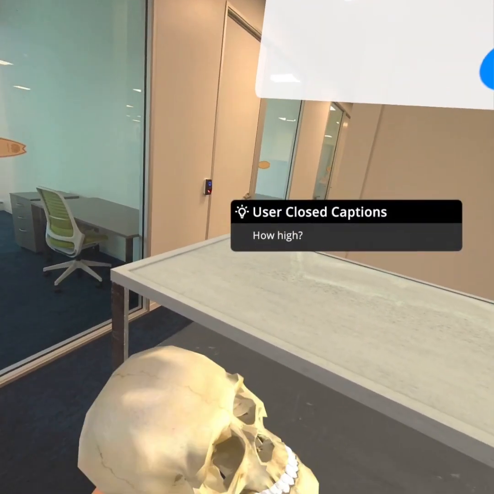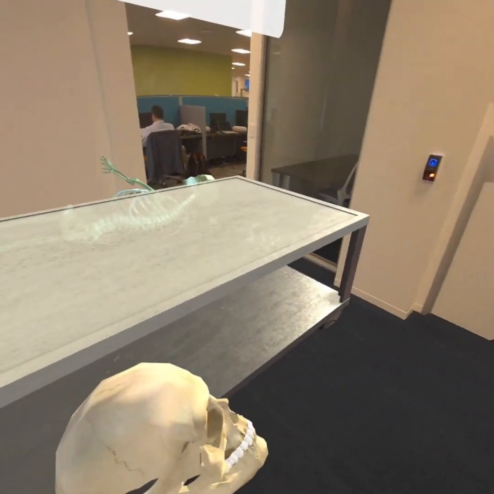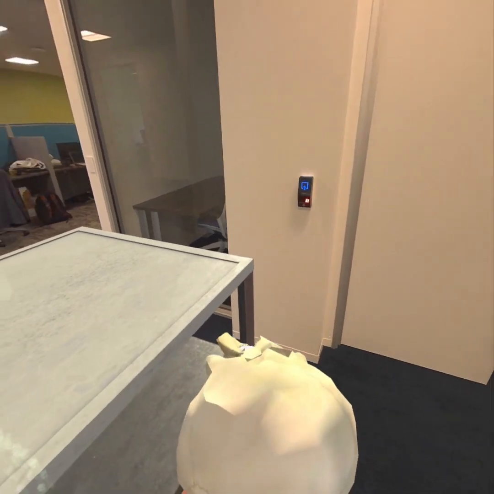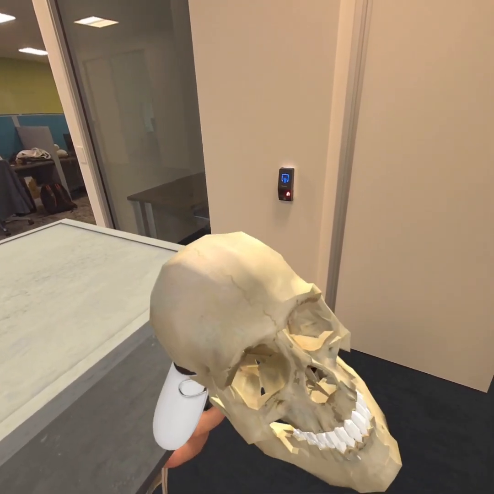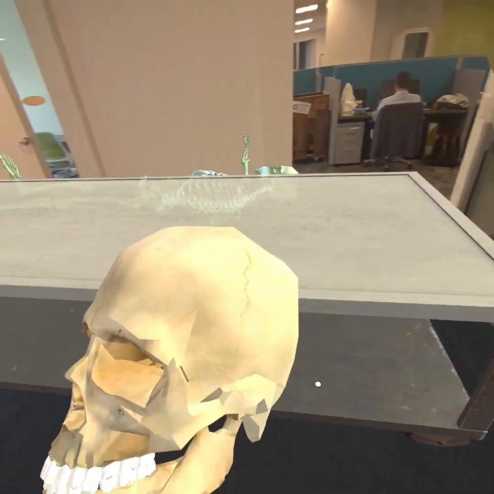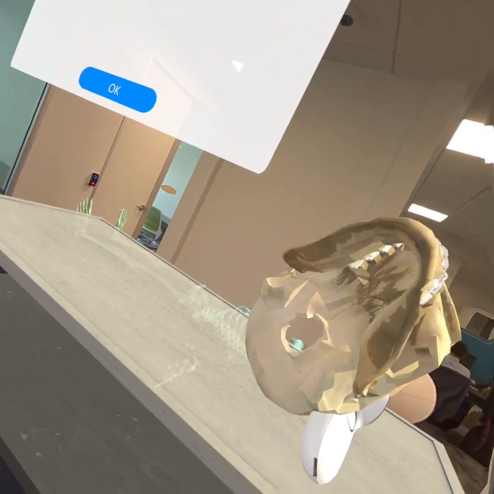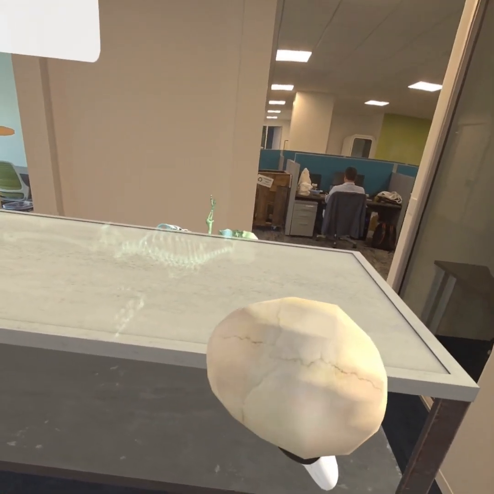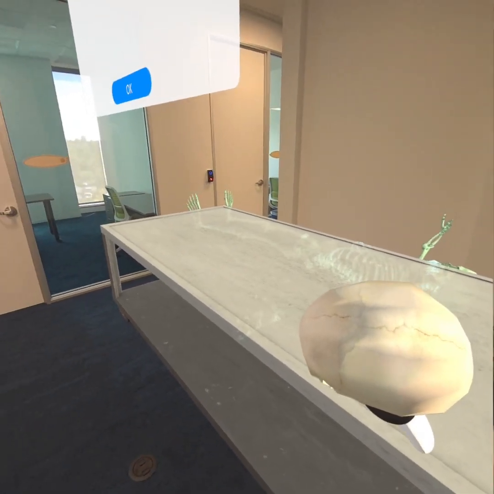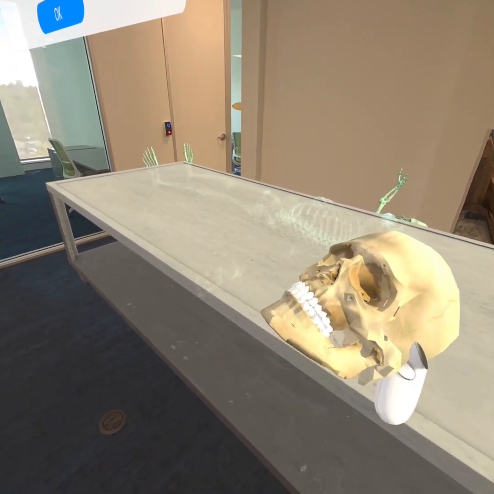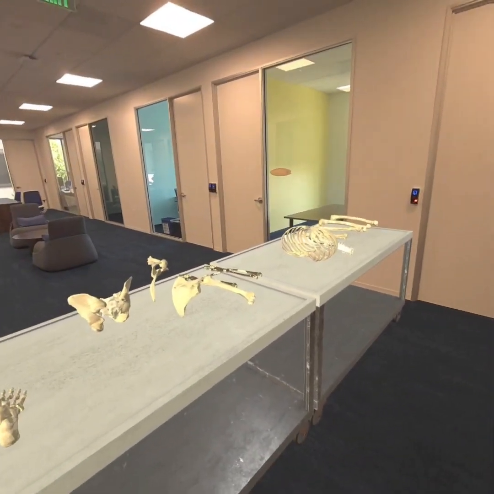How hard is the human skull? The human skull is quite robust. It consists of two parts: the cranium, which encloses the brain, and the facial bones. The average thickness of the human skull varies. For adult males, it's typically around 6.5 millimeters, and for adult females, it's around 7.1 millimeters. The skull's hardness is crucial as it serves to protect the brain from injury.